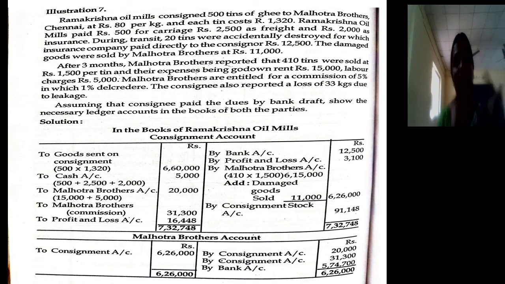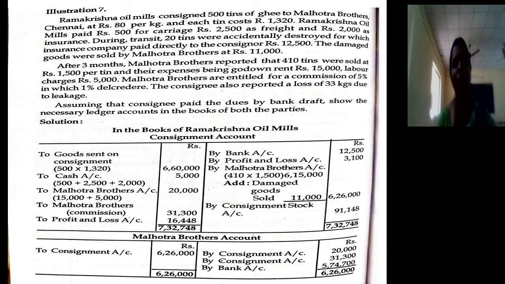In the 5th problem, at the end I explained in case you get an amount from the insurance company, how it will be recorded in abnormal loss. It is there in this problem. In the 5th problem, nothing was recovered from the insurance company as far as abnormal loss. But in this problem, it is there. The damaged goods were sold by Malhotra Brothers at rupees 11,000. See, damaged goods went to the consignee. The consignee sold it for 11,000.